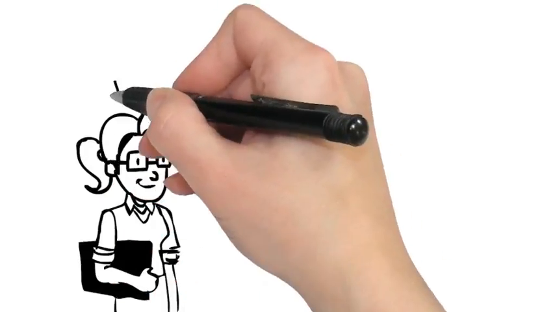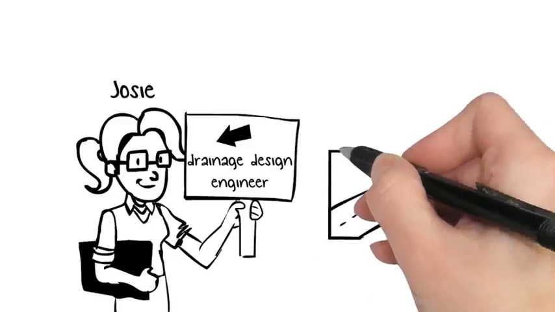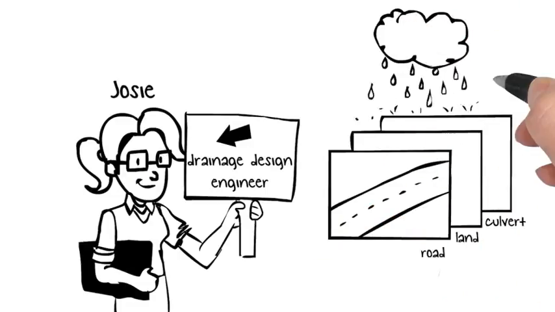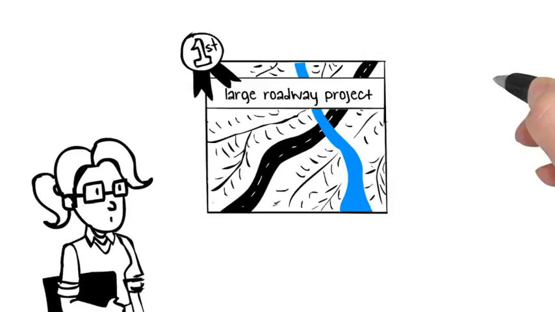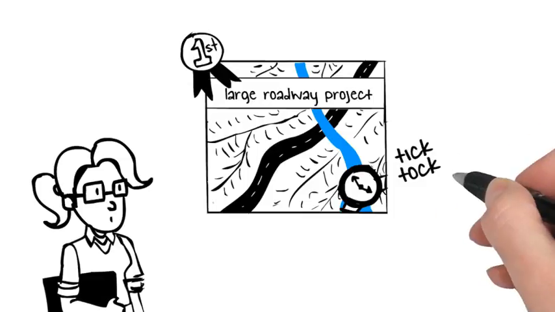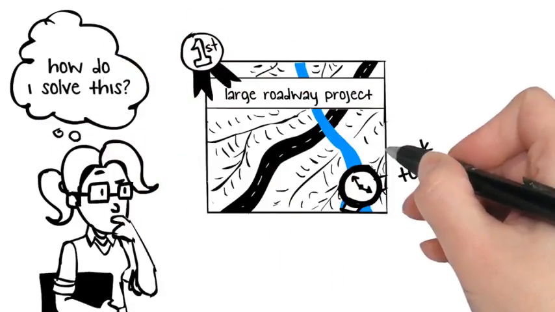This is Josie, an engineer specializing in drainage design. Challenged with analyzing the impacts water will have on roadway and bridge projects. Her firm was just awarded a large highway project with tight timelines. To be successful, Josie must find a solution to work more collaboratively with the rest of the project team.